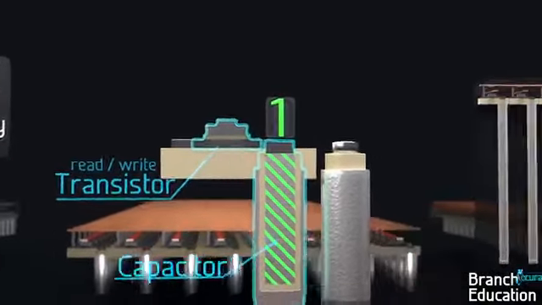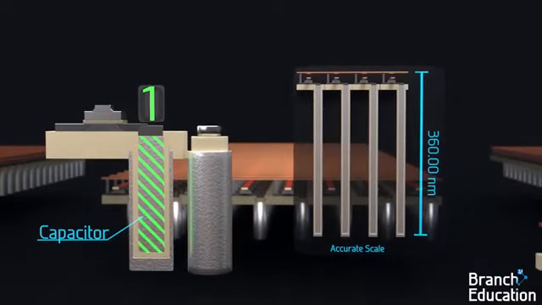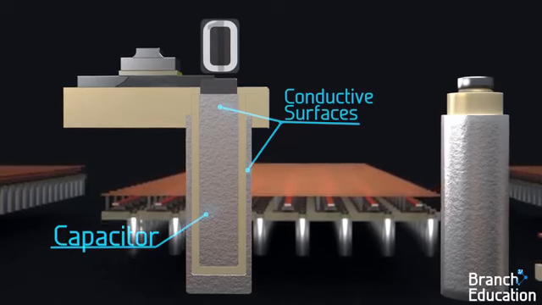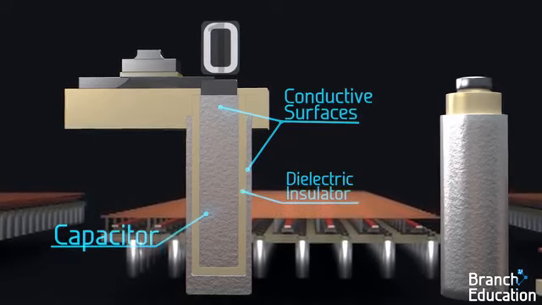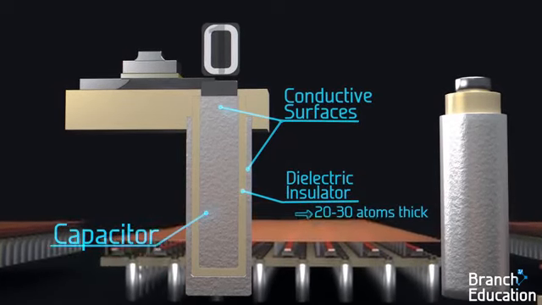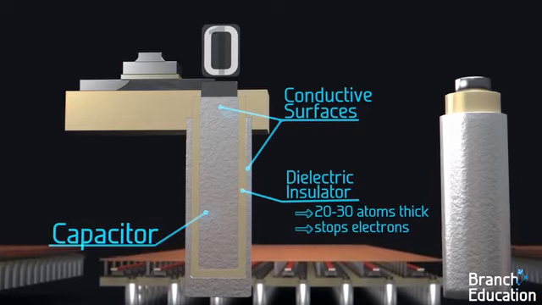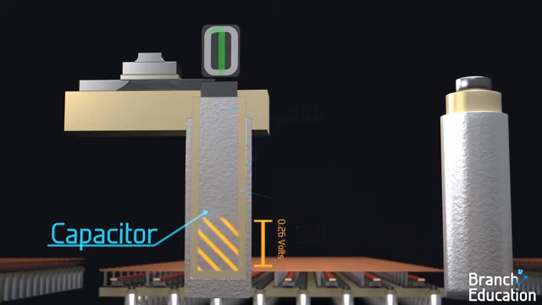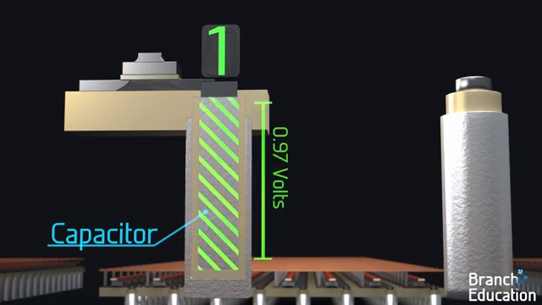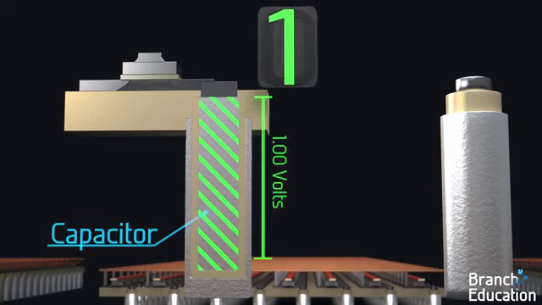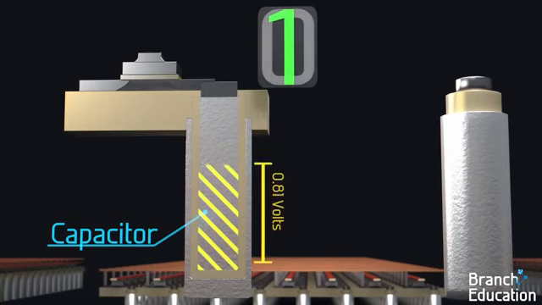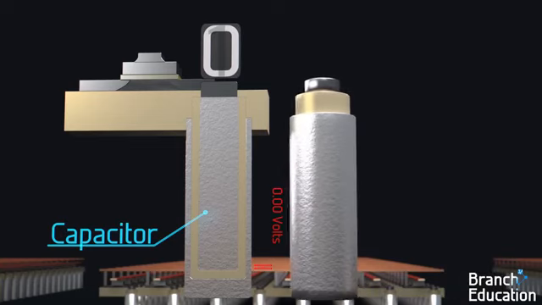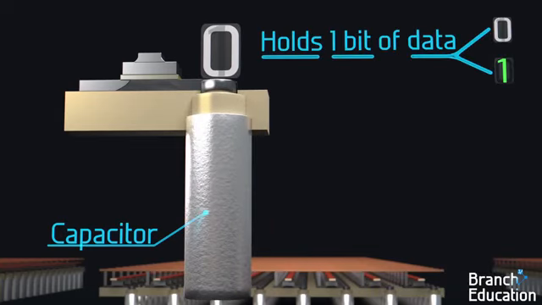The capacitor is shaped like a deep trench dug into silicon and is composed of two conductive surfaces separated by a dielectric insulator or barrier just a few atoms thick, which stops the flow of electrons but allows electric fields to pass through. If this capacitor is charged up with electrons to 1 volt, it's a binary 1. And if no charges are present and it's at 0 volts, it's a binary 0. And thus, this cell only holds 1 bit of data.